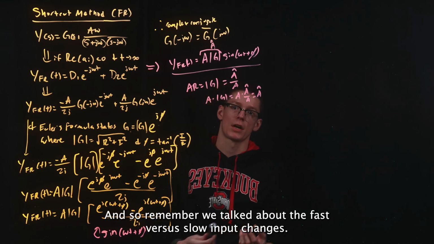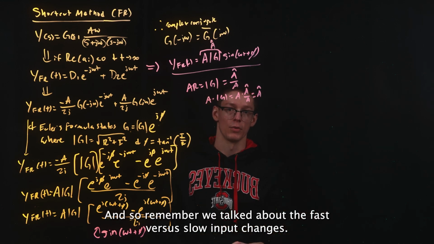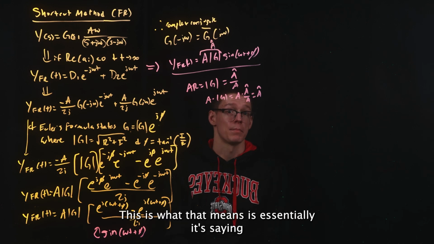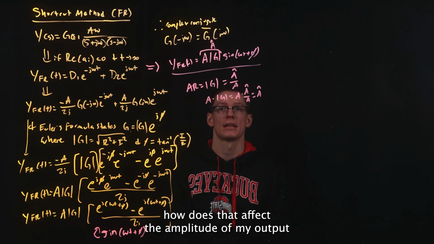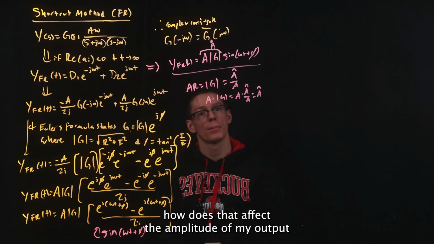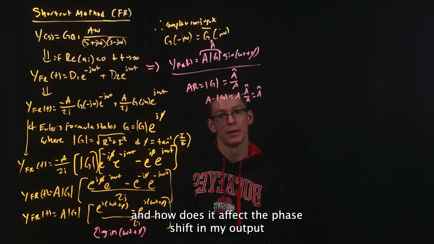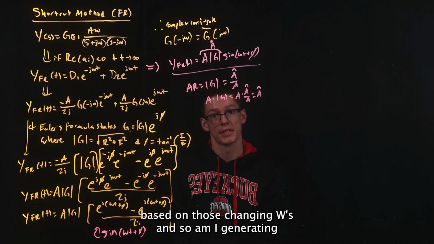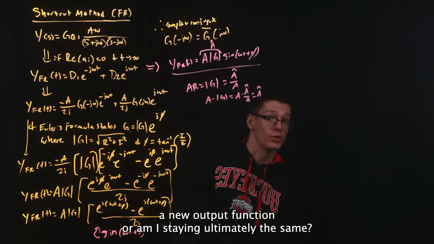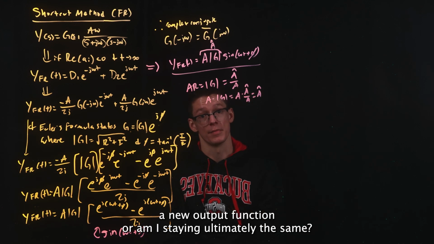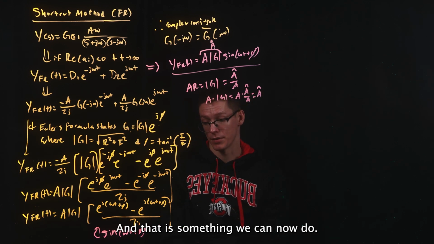And so remember we talked about the fast versus slow input changes? This is what that means. It's essentially saying, how does that affect the amplitude of my output, and how does that affect the phase shift of my output based on those changing ω's? And so am I generating a new output function, or am I staying ultimately the same? And that is something we can now do.